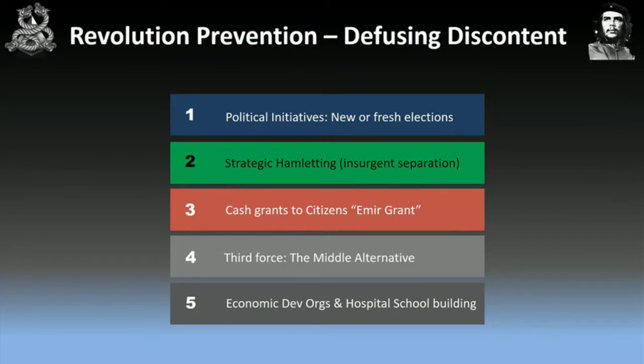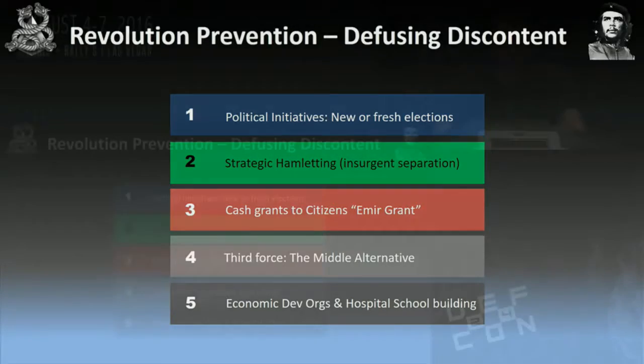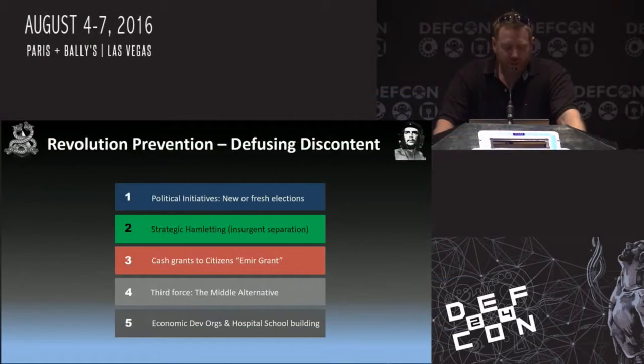Things you need to watch out for when you're doing a revolution. These are the 5 things that will try to stop your revolution. So the government in power, for example, saying that they're going to have new or fresh elections. Something called strategic hamletting, which is separating the insurgents from the population, used in the Vietnam War. The third one, which we'll talk about a bit later, called cash grants. So you're pretty much bribing the people to shut them up.